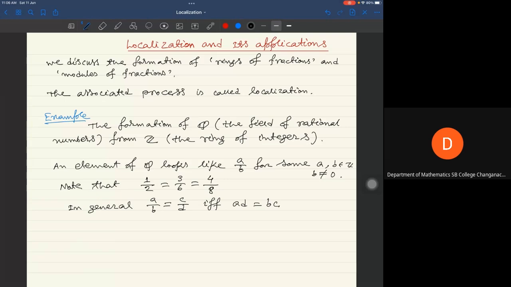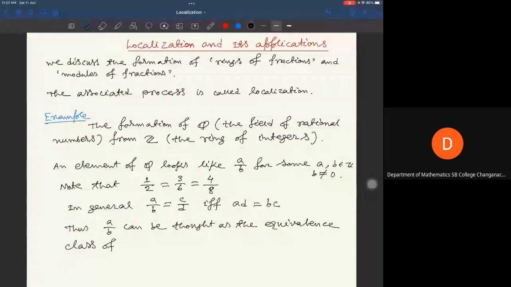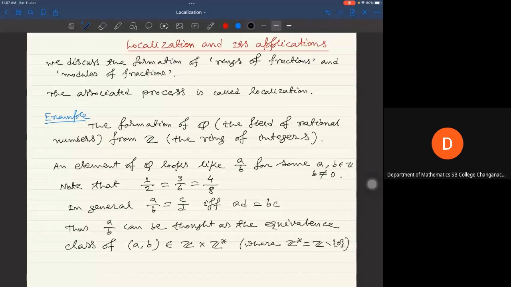So basically, this number a by b can be thought of as the equivalence class of the pair (a, b) belonging to Z cross Z star, where the first component comes from Z and the second from Z star, and Z star is the collection of all non-zero integers, with respect to the relation: (a, b) is related to (c, d) if and only if ad equals bc.